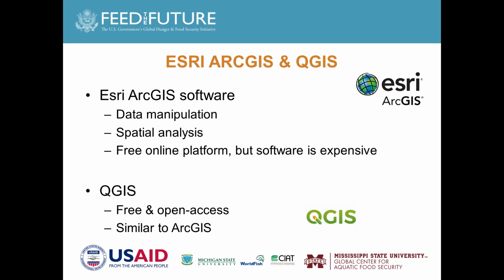So we'll first talk about Esri ArcGIS. Esri ArcGIS software can be used for really a wide range of tools. More generally, it's used for data manipulation and spatial analysis, but really that's just scratching the surface. There's a whole depth to this software, and because it's so comprehensive, this software is very expensive. They do, I know, have a free online platform, but it's a very, very simplified version of their software, but it is expensive. Because of this, I believe QGIS came to be.